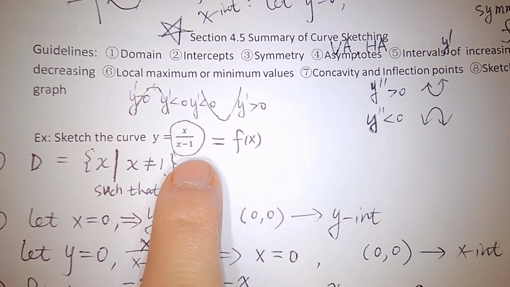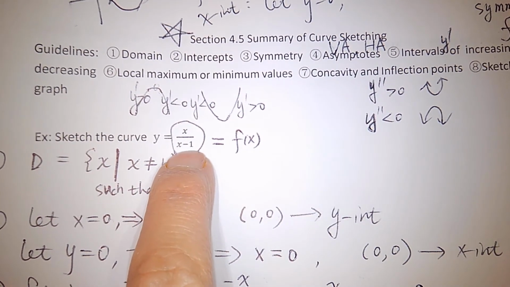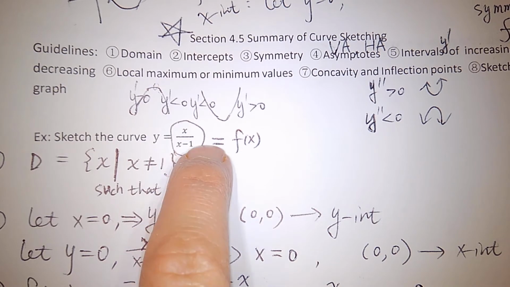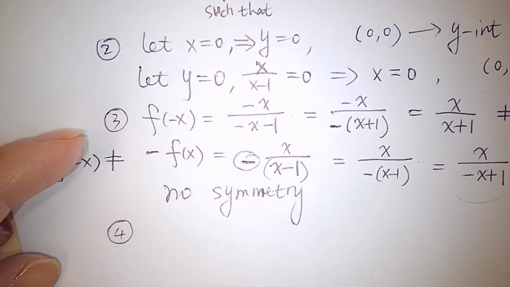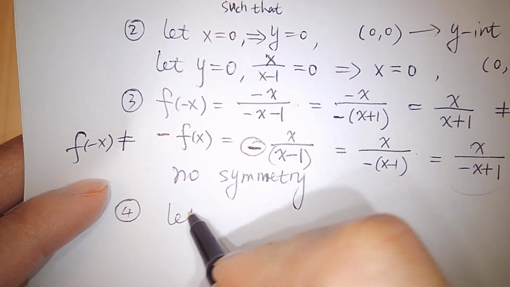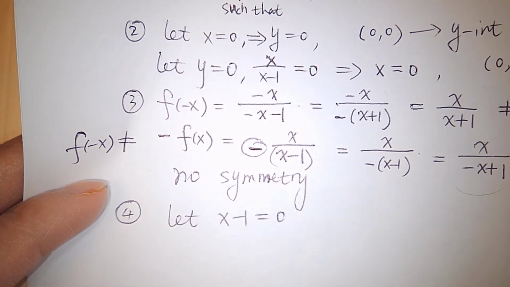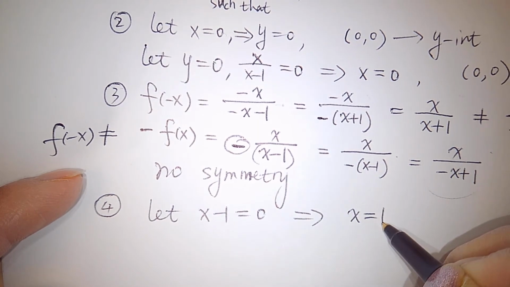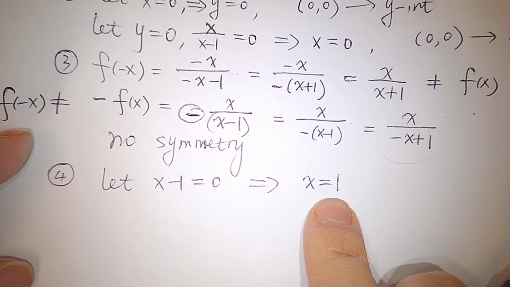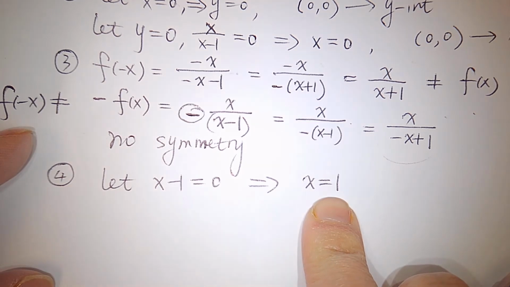Asymptotes. To find the vertical asymptote, what should we do? There is a denominator, right? So, step 4, let the denominator equal 0. We may solve for what? x equals 1. Okay, so x equals 1 as a vertical line.